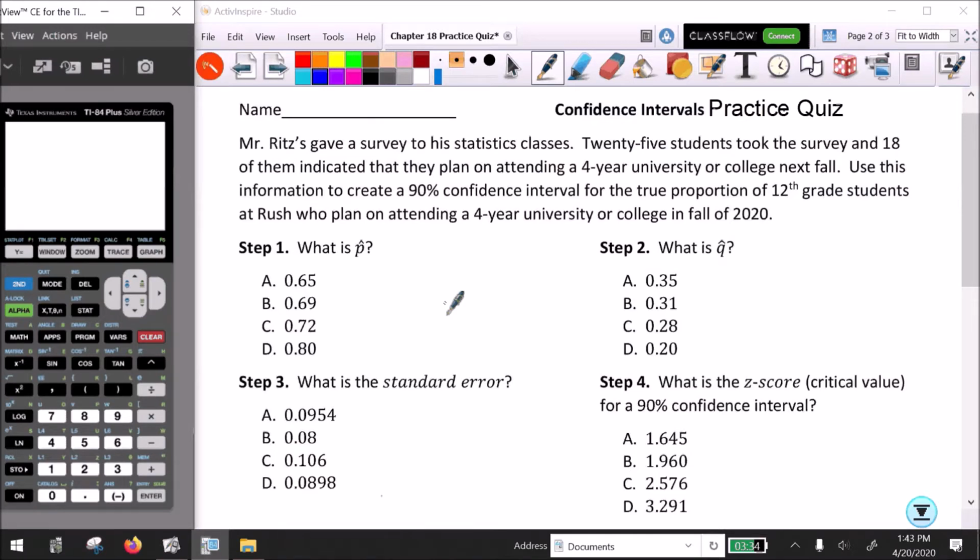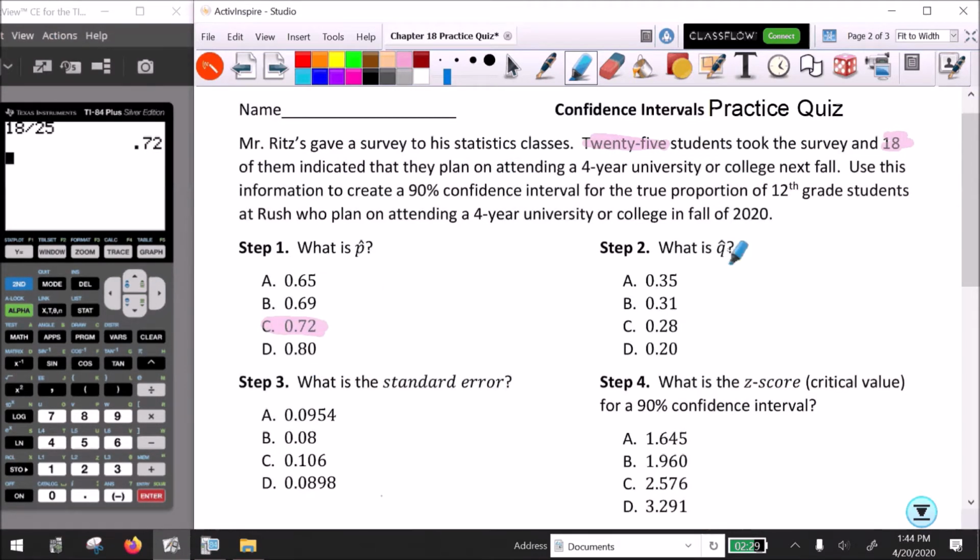First step, what is p-hat? Remember, p-hat just refers to the sample proportion. In this case, we had 18 students indicate that they plan on attending a 4-year university out of the 25 students who took the survey. So we're just going to do 18 out of 25 to get our p-hat, our sample proportion. And that's 72%. So the answer for step 1 is 72%.